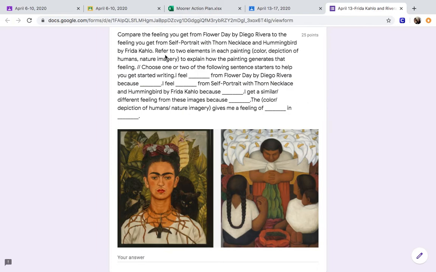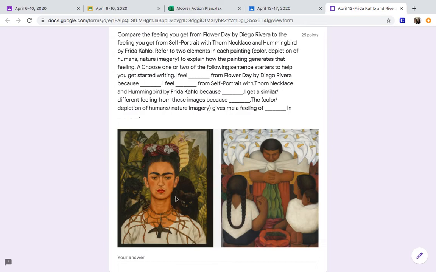Now, I have included some sentence starters, and it says choose one or two. Please do not use all of these. Only use them for what you need or what you're looking for in the picture. So compare the feeling you get from Flower Day, remember that's over here on the right, to the feeling that you get from the self-portrait with the thorn necklace. Refer to two elements in each painting: the color, depiction of humans, or the nature imagery.